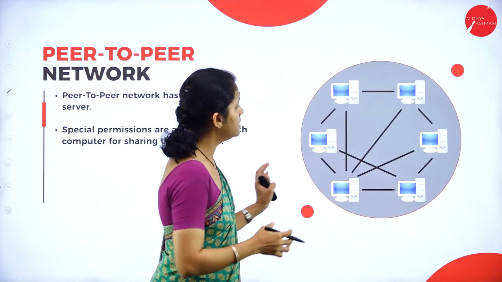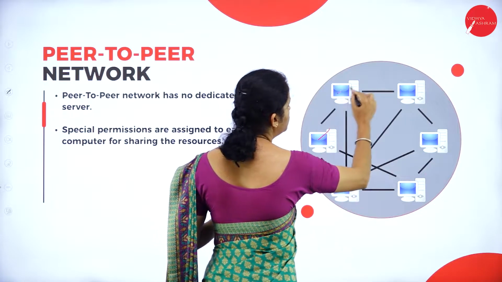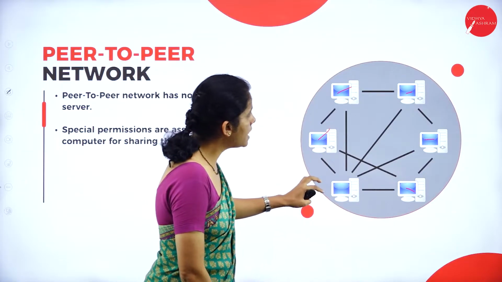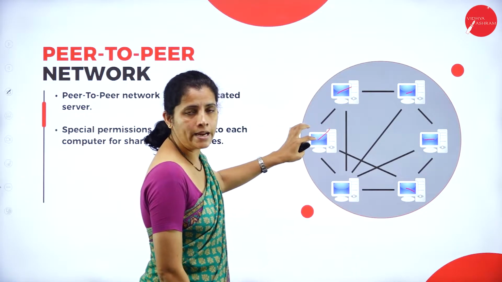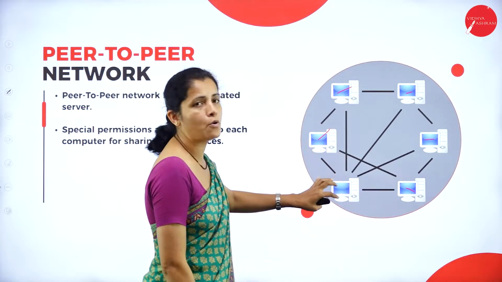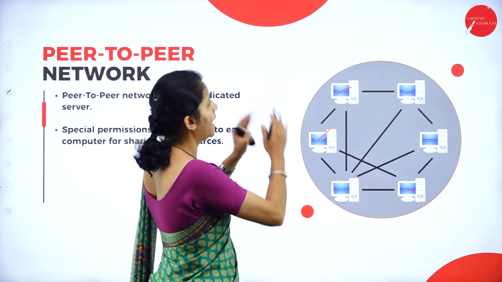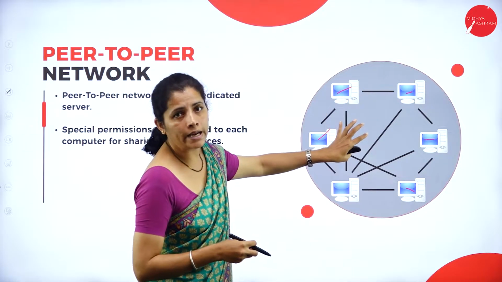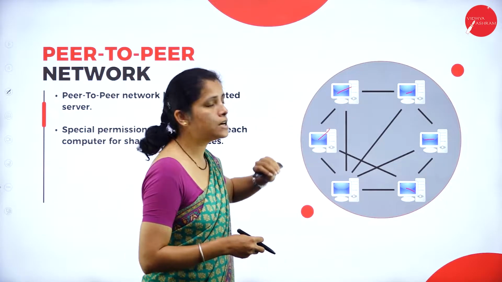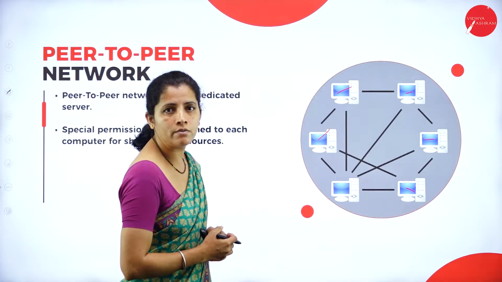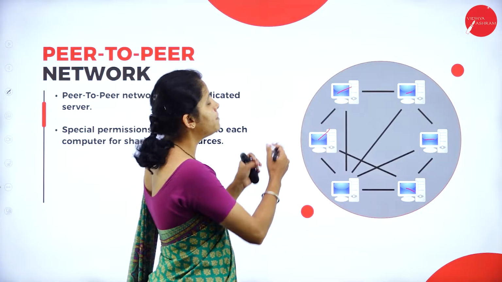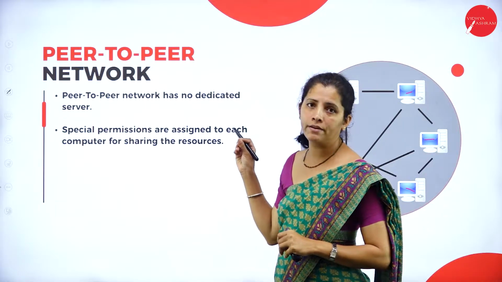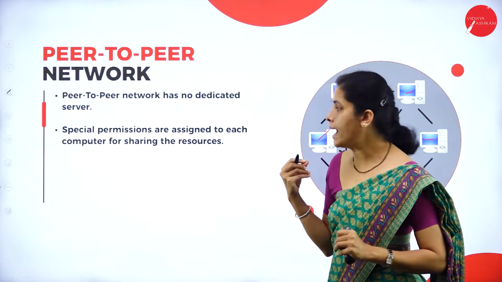See the diagram here. I have 1, 2, 3, 4, 5 and 6 systems, and each must have the same access rights as well as the same responsibility. I cannot consider any system as a dedicated server. So here I don't have any dedicated server. Then what is the disadvantage? If I don't have any dedicated server, then I cannot take the backup. So the disadvantage of peer-to-peer network is that I cannot take the backup.